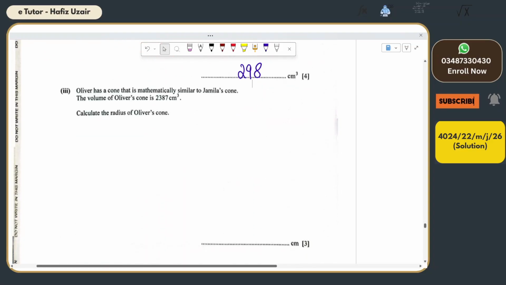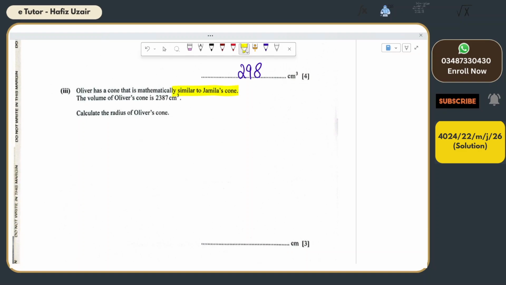Oliver has a cone mathematically similar to Jamila's cone. The volume of Oliver's cone is this. Calculate the radius of Oliver's cone. Now let's use the formula because you have volume. So the ratio of volume in similar shapes is equal to R1 over R2, cubed.